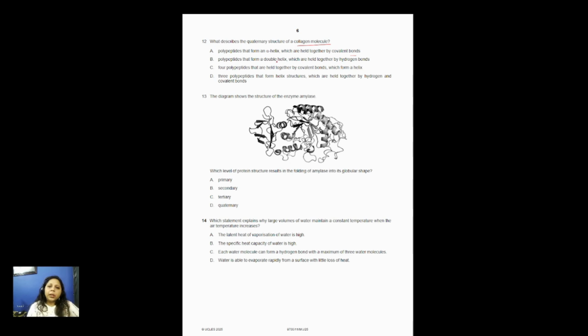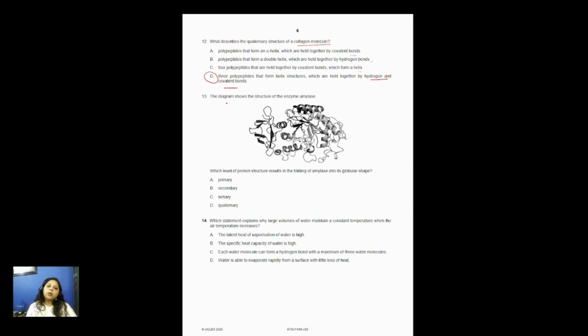Peptides that form a double helix, which are held together by hydrogen bond. Not only hydrogen bond, another bond is also present. Four polypeptides that are held together by a covalent bond which form a helix. This one doesn't seem to be correct. Three peptides that form a helix structure which are held together by hydrogen and covalent bonds. Yes, this one is correct because there are sulfide linkages as well, and there are hydrogen bonds as well.